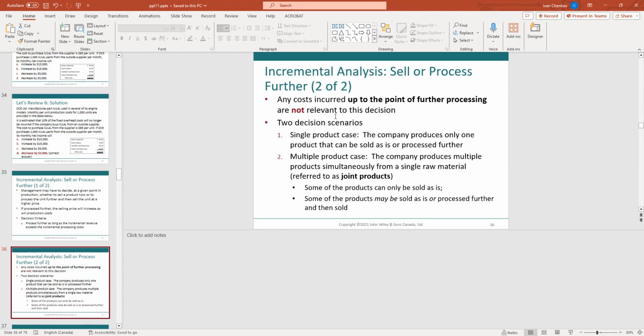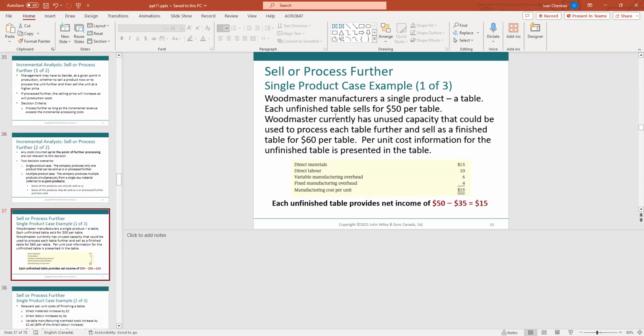So there are two decision scenarios. Again, a single product: we can sell the product as it is, or we can process it further to make something else and then sell it. Multiple products: we're producing one single product, and from that one single product, we're going to split it into different products, which are called joint products. The first scenario was this company manufactures tables, which have two options: to be an unfinished table or do some extra work and finish the table.